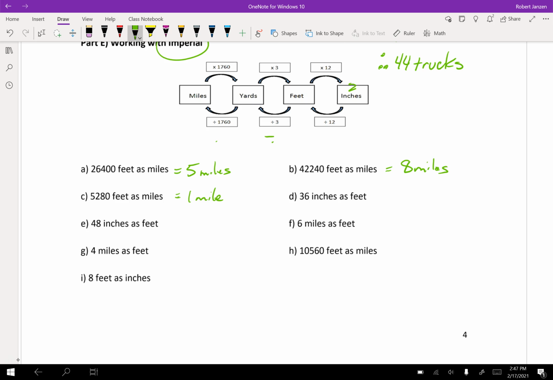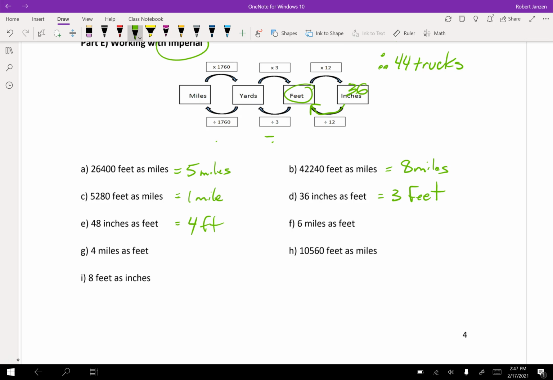Okay, so let's try the next one now. 36 inches, and I want to know how many feet. So to go this way, it says divide by 12. So 36 divided by 12 will give me 3 feet. Okay, 48 inches as feet. Try it. It's 4.